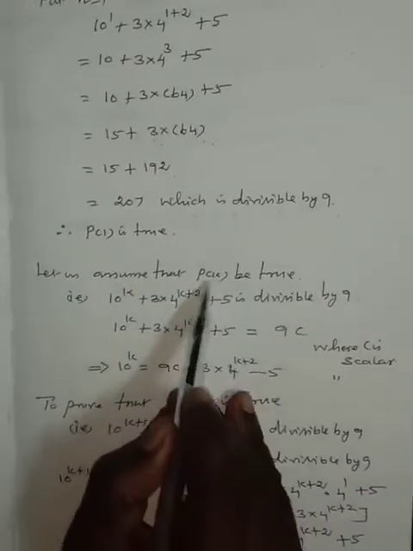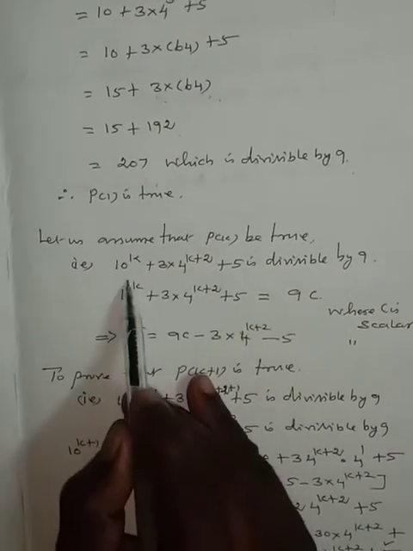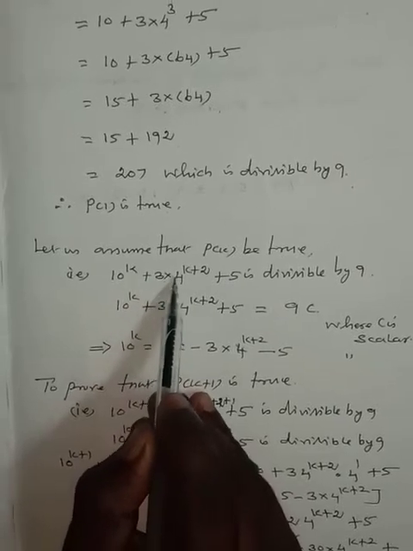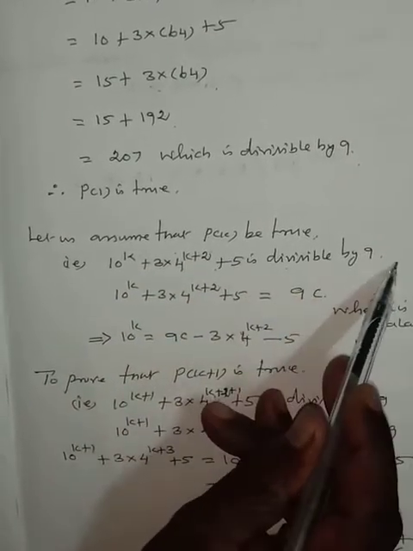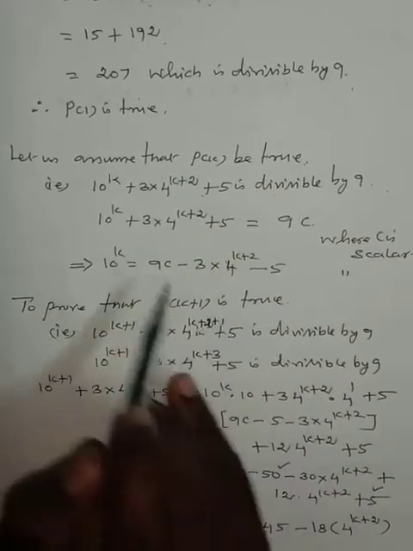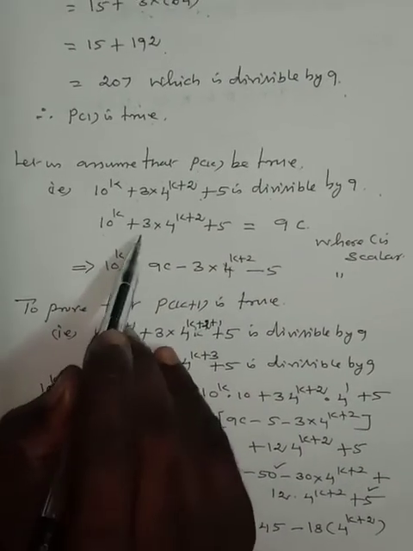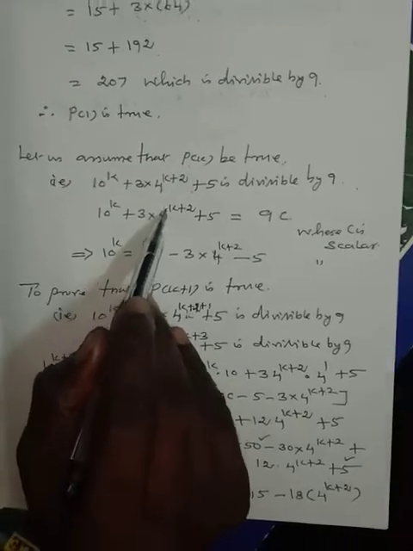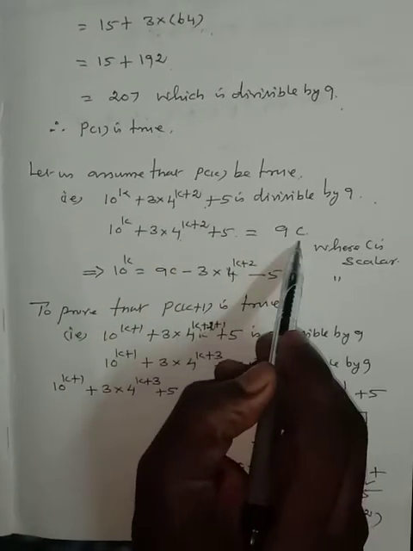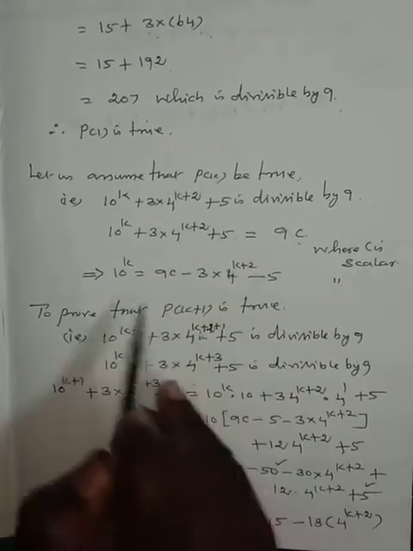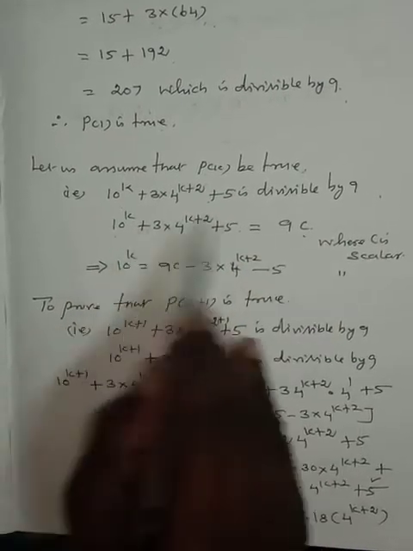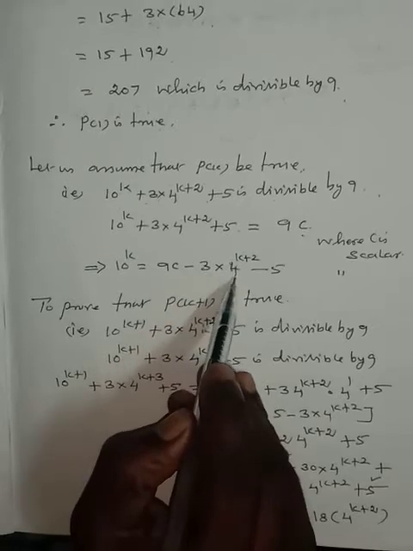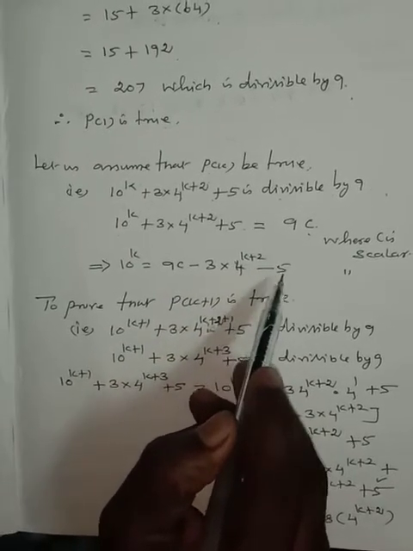Let us assume that P of k is true. That is 10 power k plus 3 into 4 power k plus 2 plus 5 is divisible by 9. This can be written as 10 power k plus 3 into 4 power k plus 2 plus 5 equal to 9c, where c is a constant number. Now 10 power k is equal to 9c minus 3 into 4 power k plus 2 minus 5.